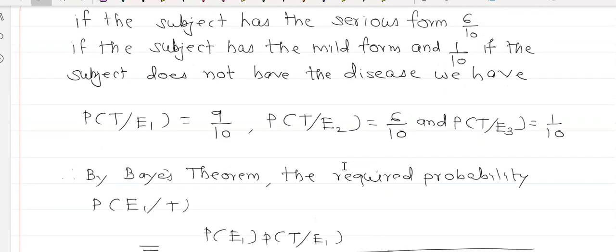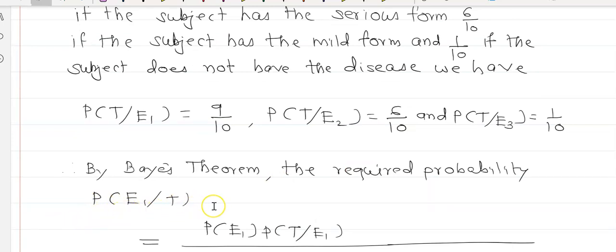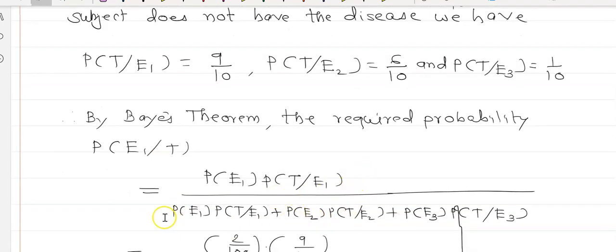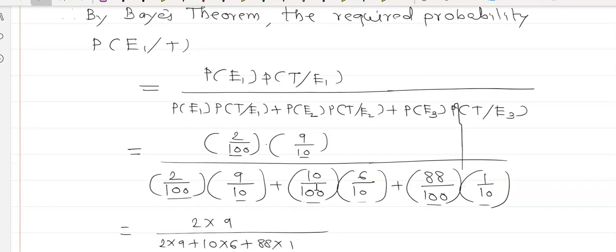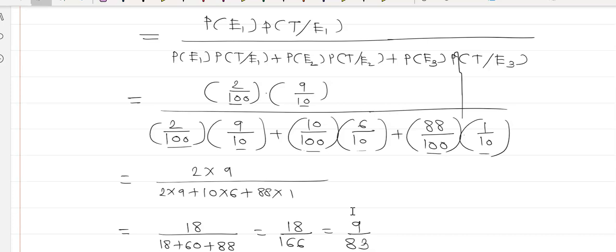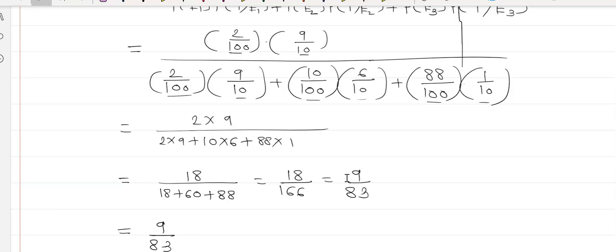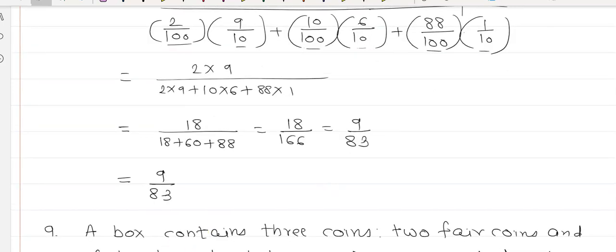Therefore, by the Bayes theorem, the required probability of E1 conditional T is equal to probability of E1 into probability of T conditional E1, upon probability of E1 into probability of T conditional E1 plus probability of E2 into probability of T conditional E2 plus probability of E3 into probability of T conditional E3. Substitute the values and you will get the answer. Again, to understand the problem, read the problem a number of times, then you will understand the concept given in the problem. The correct answer is 9 upon 83. Now let's see the next problem.